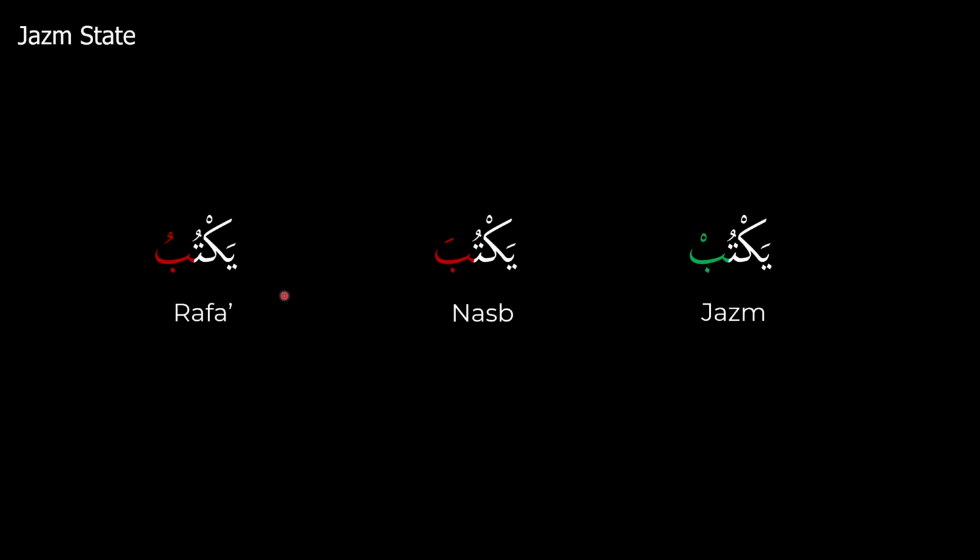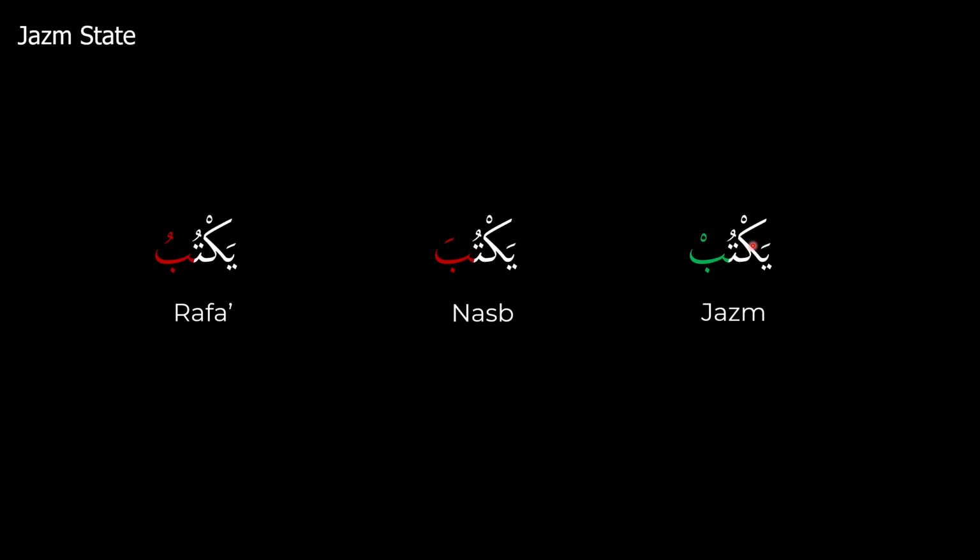Today we'll be going over Ḥarf al-Jāzimah. So let's get into it. We know that a verb can have three states. Here we have yaktubu, which is a present tense verb, and we know it's in a state of rafa because of the dhamma ending. And then we have yaktuba, and we know it's in a state of nasb because of the fatha ending. And then here we have yaktub, and we know it's in a state of jazm because of the sukun ending.